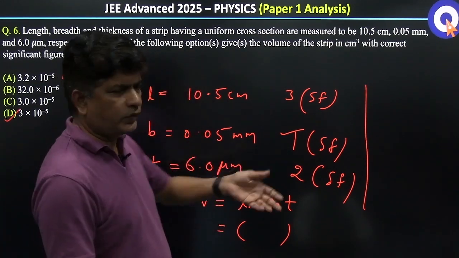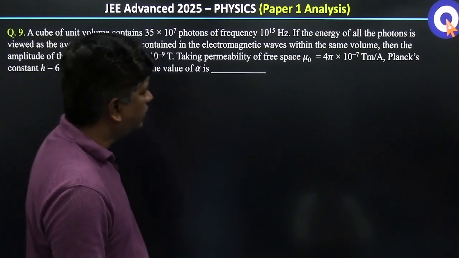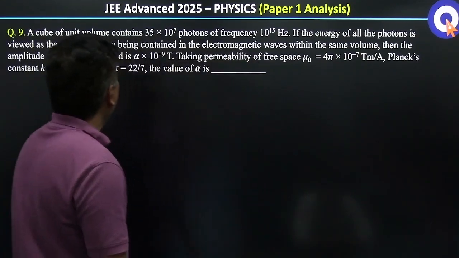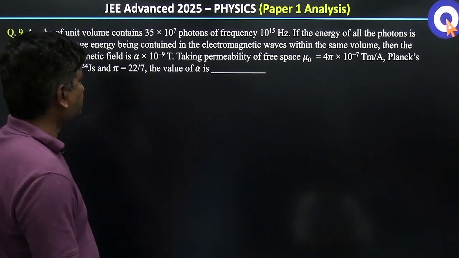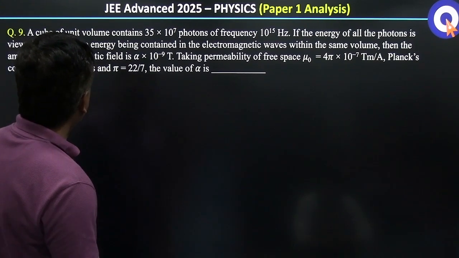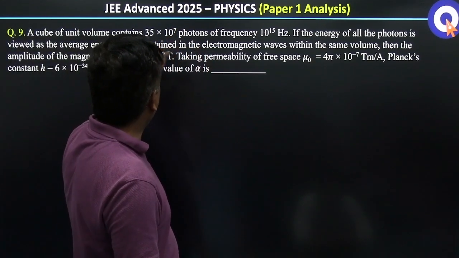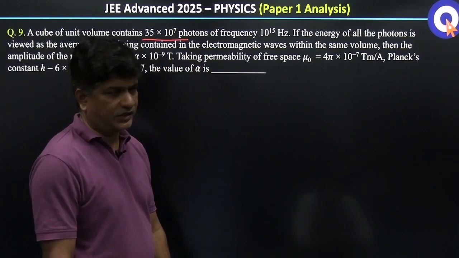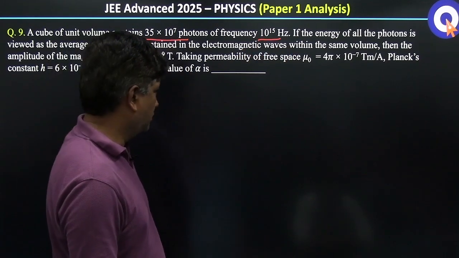So, 2 questions, very simple ones. Let's take one more easy question that came in the paper, in paper 1, Sunday morning. This question is again very simple. The question says there is a cube of unit volume and this many number of photons are there, and the frequency of a photon is 10 raised to 15 hertz.